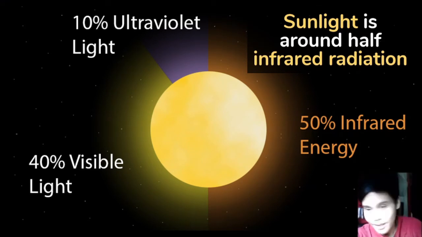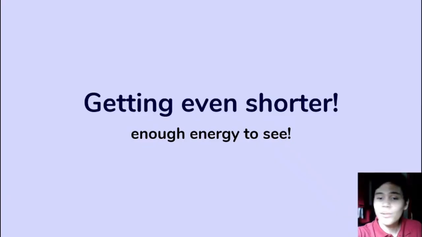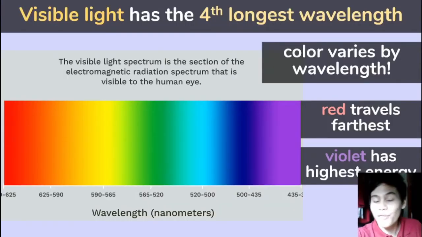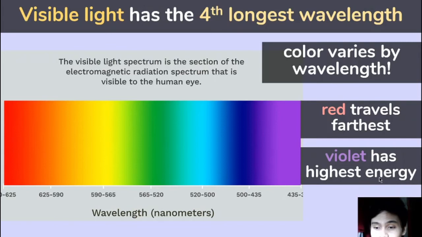So there is that. Okay? So infrared is very common. Getting even shorter with enough energy to actually be visible to our eyes is the visible light. It has the fourth longest wavelength, and color actually varies based on the wavelength of light. Generally, the longer wavelengths are red, and the shorter wavelengths go to the violet part.